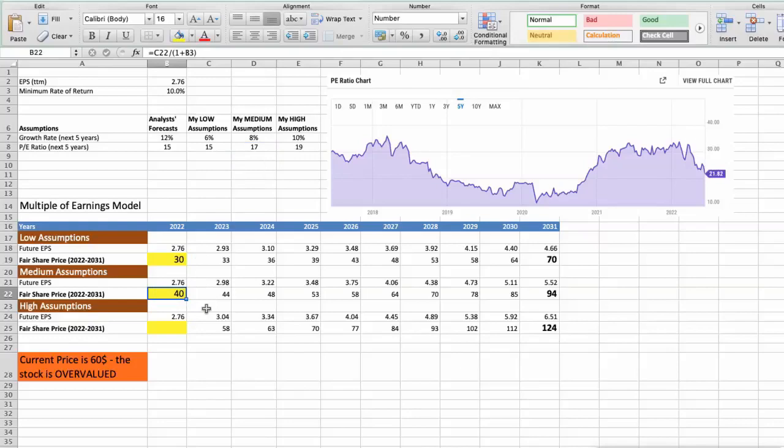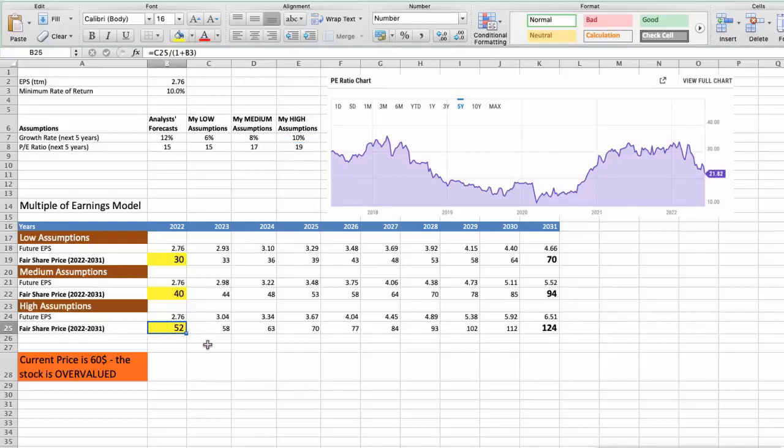Third scenario. Charles Schwab will have high performance in next 5 years, and we will use the following parameters in our calculation. Future growth rate would be high, 10%. Future PE would be high, 19. In this case, the fair value of the stock today would be $52.